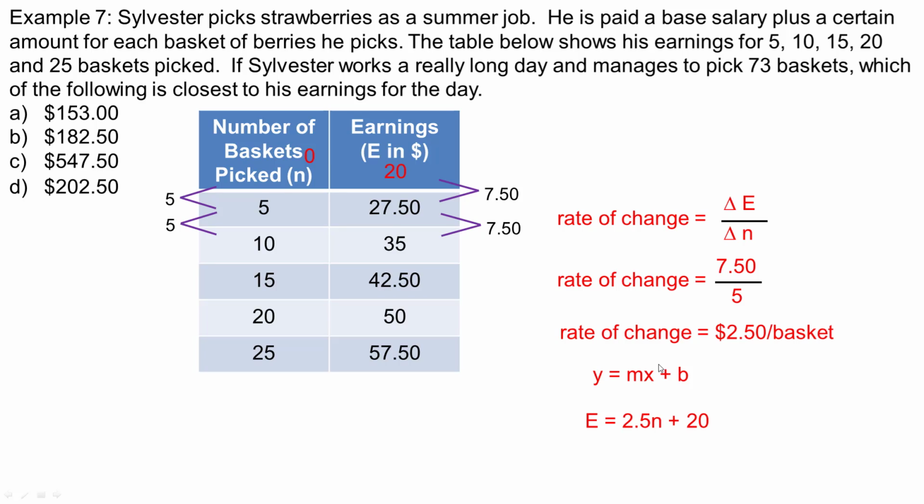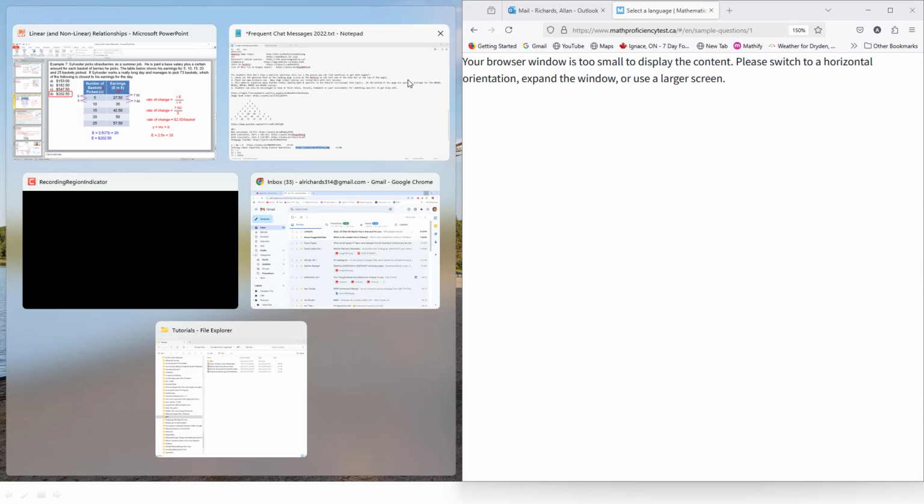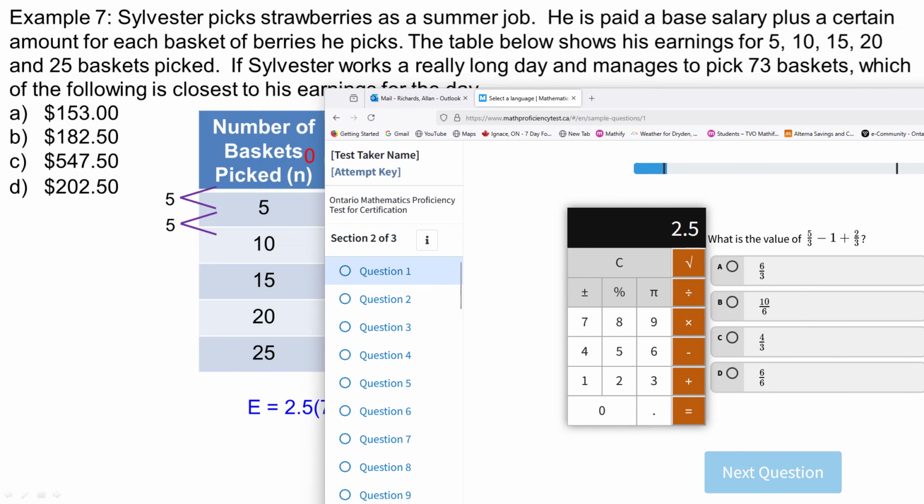So that's the equation. Now, the question asks: if he picks 73 baskets, what's he going to make? In the equation, we're going to put 73 in place of the number of baskets. So we'll do the calculation over here: 2.5 times 73 plus 20. I'll bring the calculator over here again.